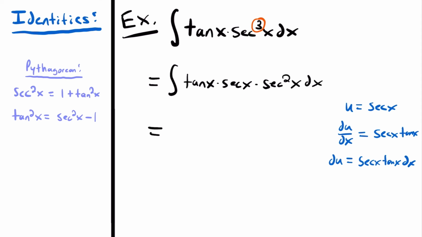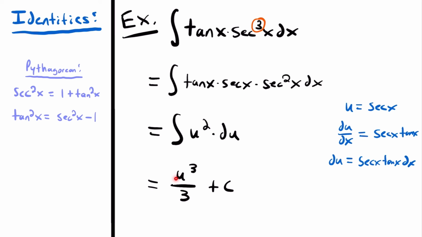All right, so this is equal to the integral of u squared times du, which we can now integrate using the power rule of integration. We'll add 1 to that exponent and then divide by that new exponent. And so this will be equal to u to the third power divided by 3 plus c.